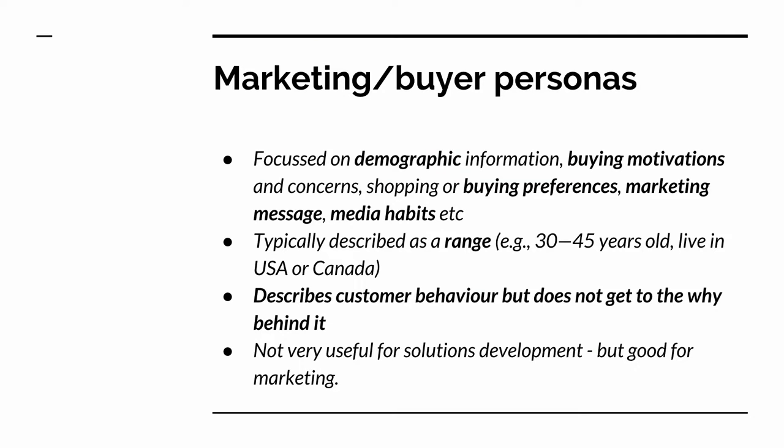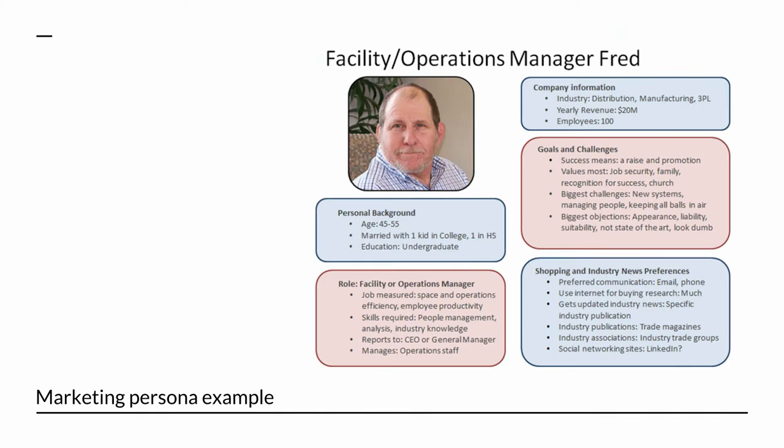So, like, the marketing people can have them, they can use them, but they're not quite the same for what we're doing. So this is a good example of a marketing persona. You can see that Fred has got specific parts in this persona that says his shopping and industry and news preferences. And he's got, you know, the age range, 45 to 55. So he's useful for selling something. Whether he's useful for us trying to build something is a different question.